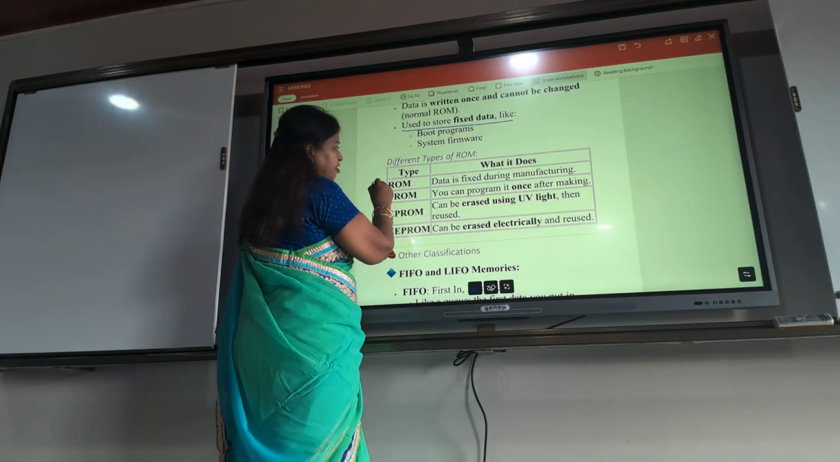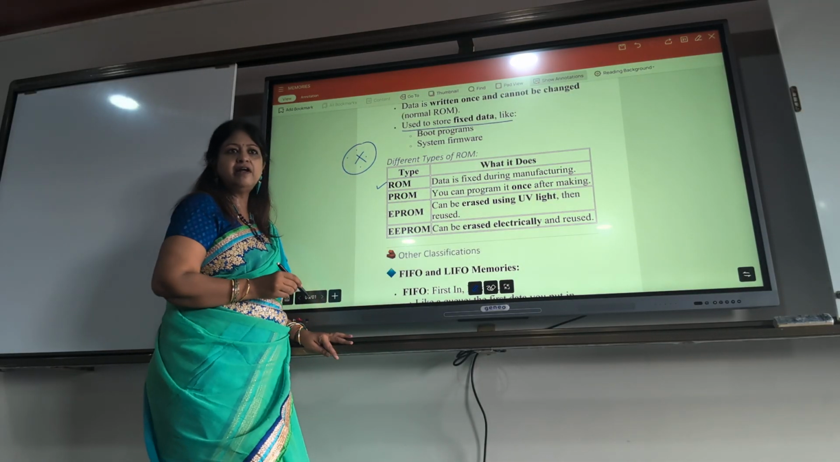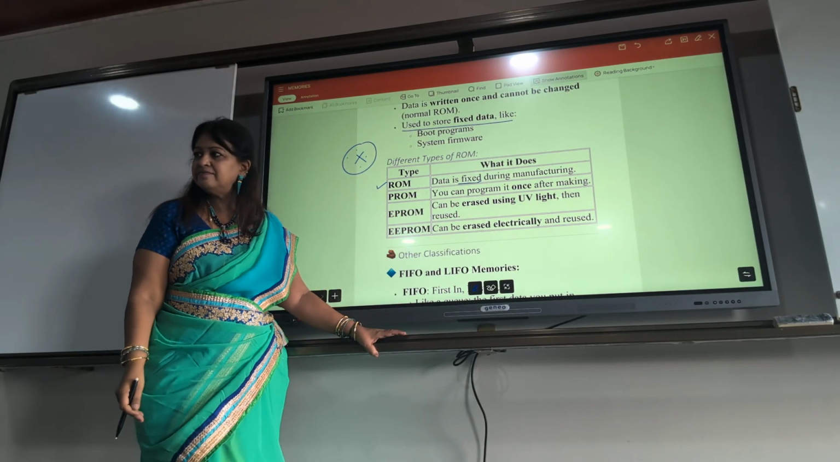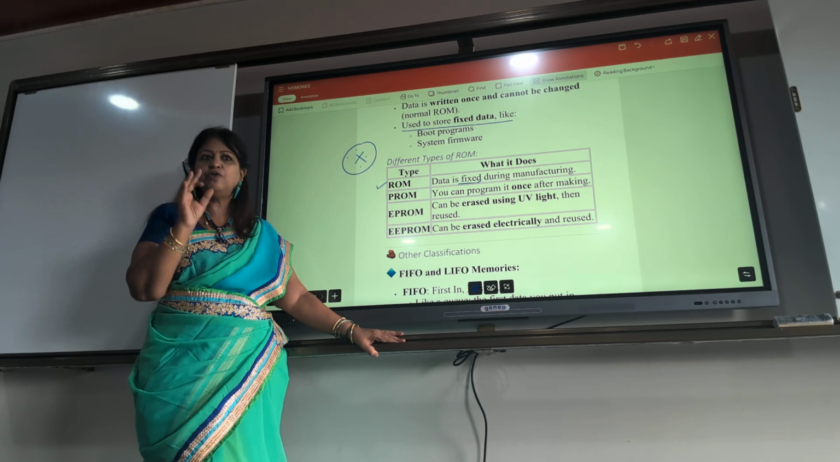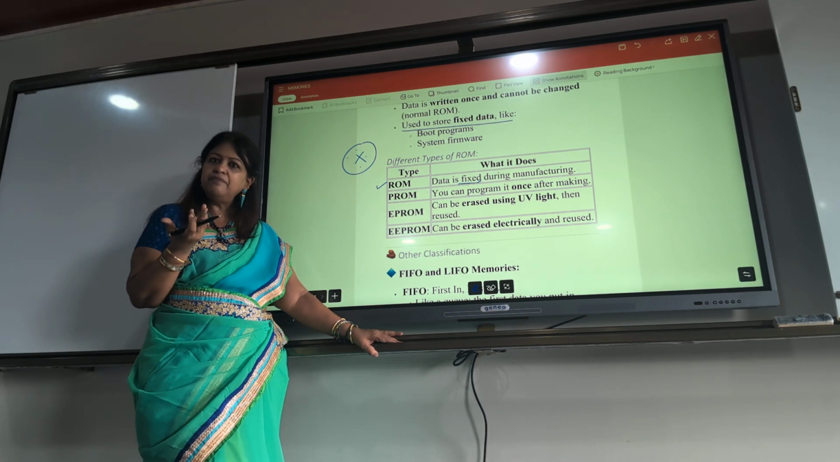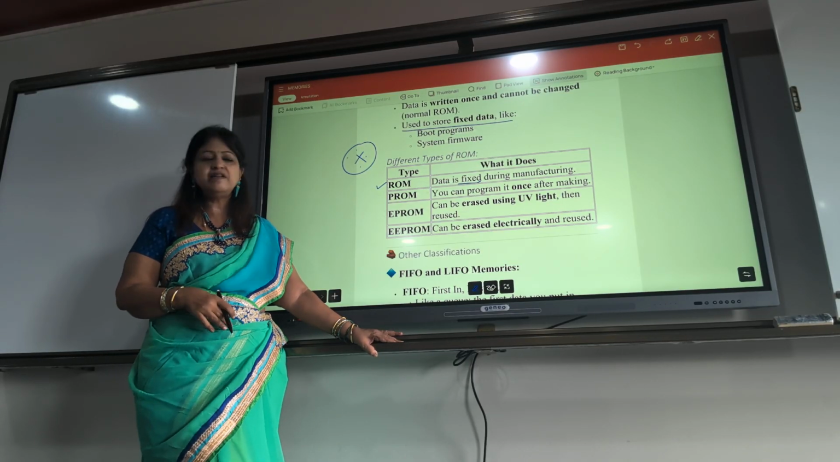Then different types of ROM. These are all important questions. Definitely they will ask you. In ROM the data is fixed during manufacturing. ROM is read-only memory, so you can only read, remember like that. So when you can only read, it means they have to write during manufacturing. When they are manufacturing the ICs, they will do it.